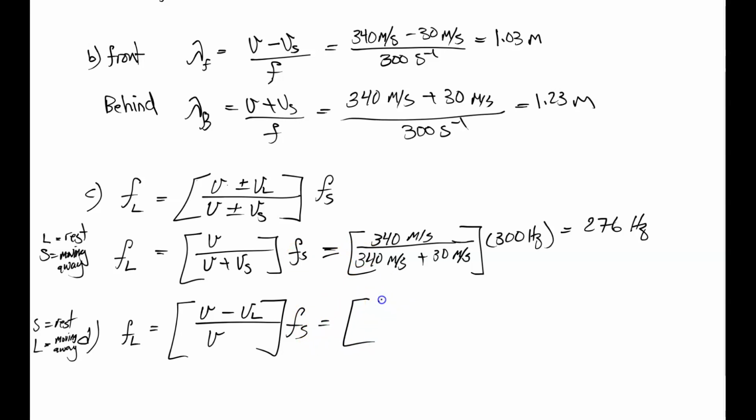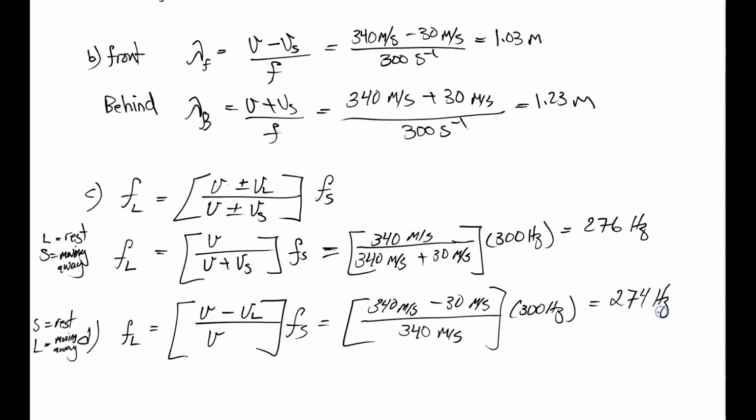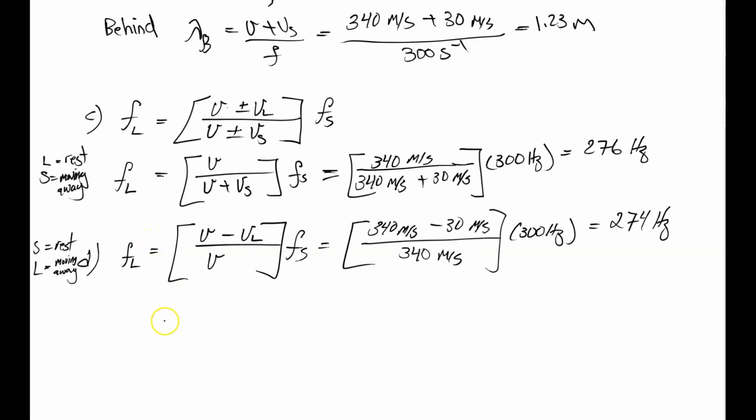And now plugging in, we get 340 meters per second minus 30 meters per second over 340 meters per second times 300 hertz will give us a 274 hertz frequency listened by the, or observed by the listener.